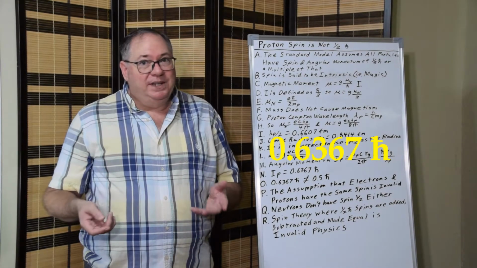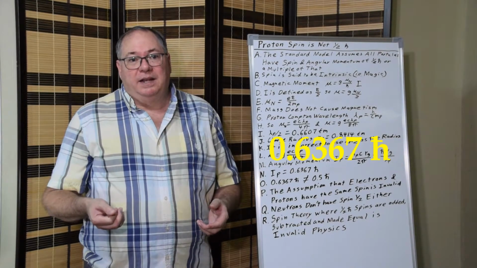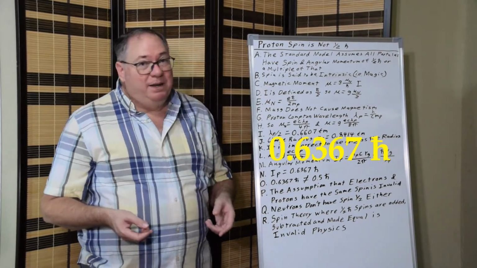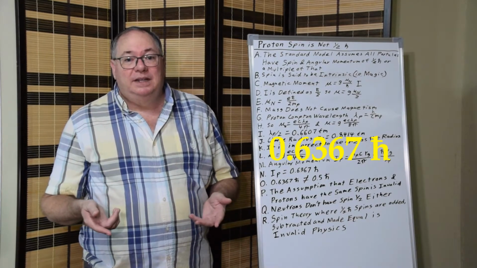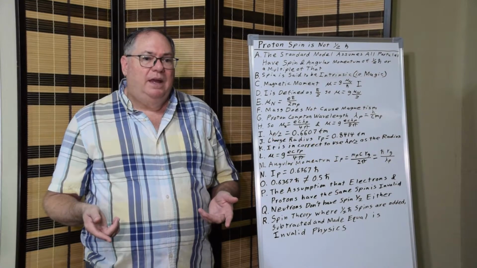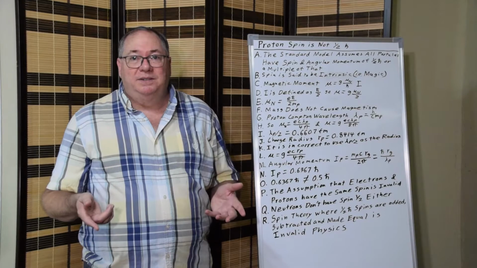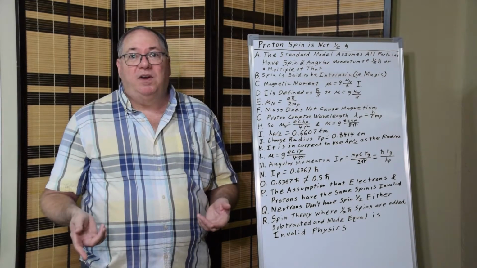And 0.6367 h bar does not equal half h bar. So that proves my point. Proton spin is not a half. It's greater than a half. And so the assumption that electrons and protons have the same spin is false.